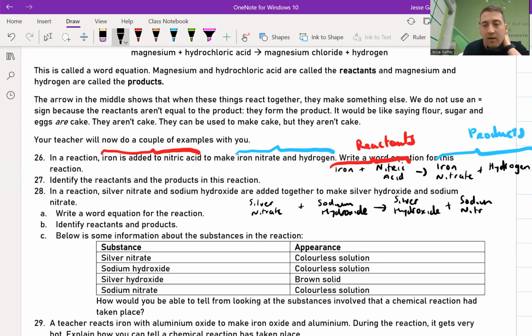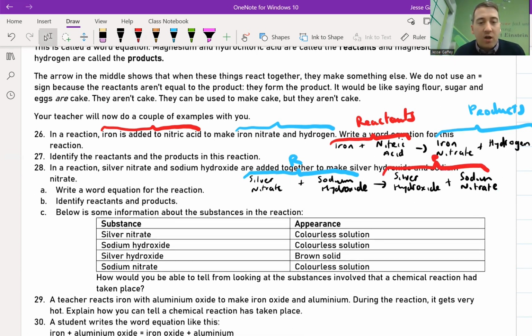Okay. All right, so silver nitrate and sodium hydroxide, again, we have to identify the reactants and the products. These are the reactants. And then the other two, silver hydroxide and sodium nitrate, these are the products. Okay, so you can see I'm making it shorter now. All right, on to part B, on to part C now.